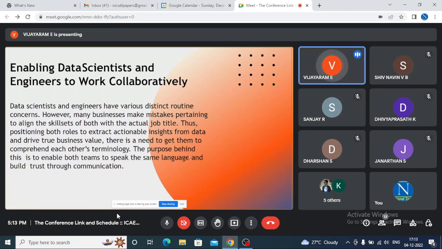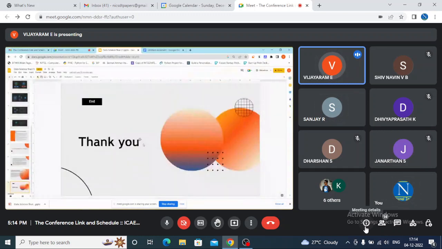The purpose behind this is to enable both teams to speak the same language and build trust through communication. The data scientist and the data engineer both have different roles and distinct routine concerns. But if they work together as a team, the result will be much better. So that's the solution we are proposing. Thank you for giving this opportunity.